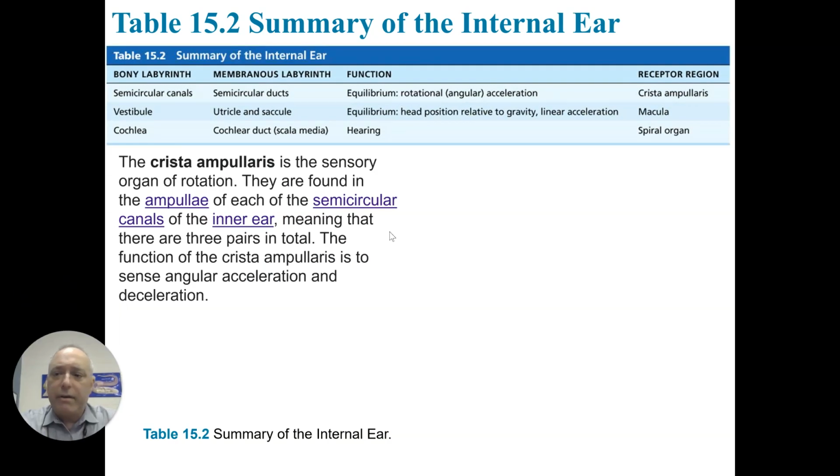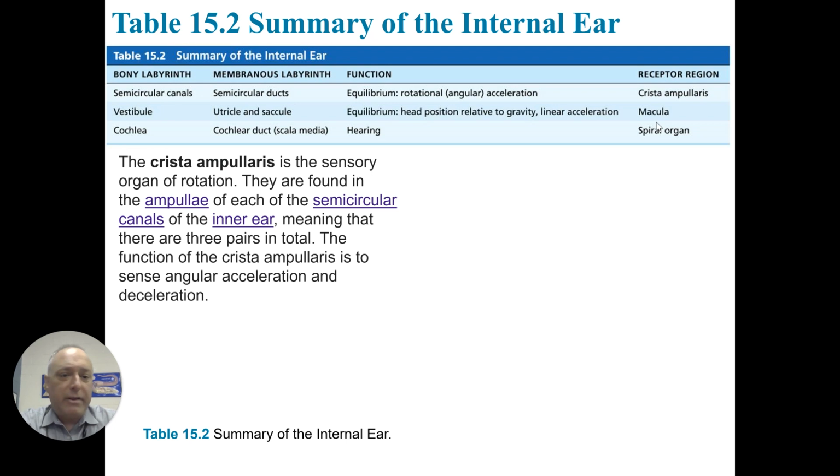Now, there are a few bony labyrinths that I want to make you aware of. First of all is the receptor region of the crista ampullaris. So this is the organ of rotation. Okay, they're found in the ampullae of each semicircular canal of the inner ear, meaning that there are 3 pairs in total. Now, the function of the crista ampullaris is to sense angular acceleration and deceleration.